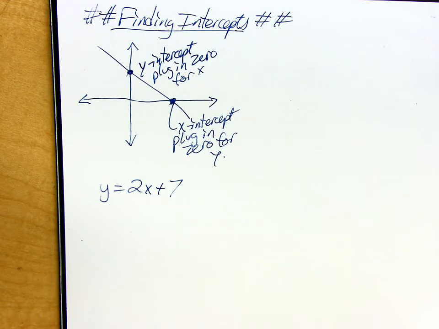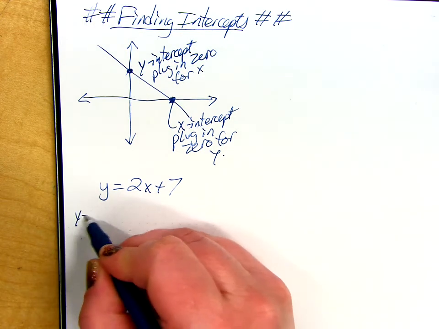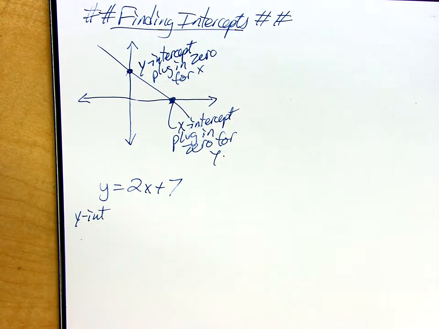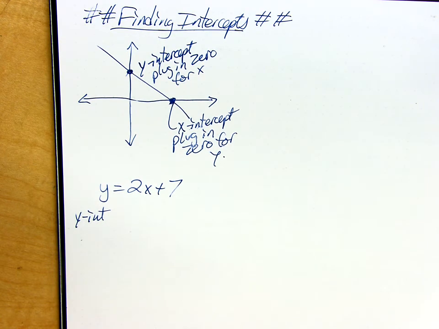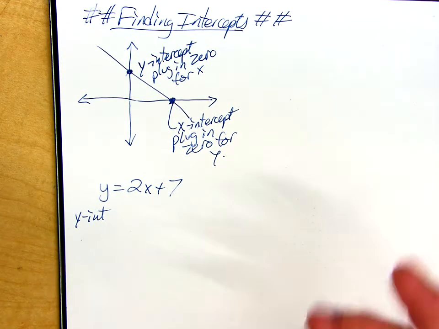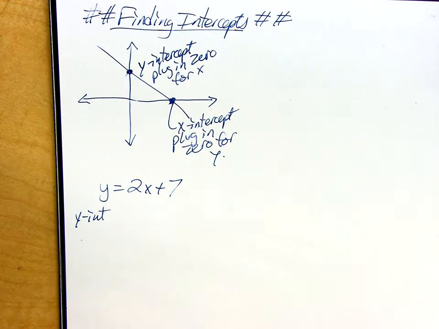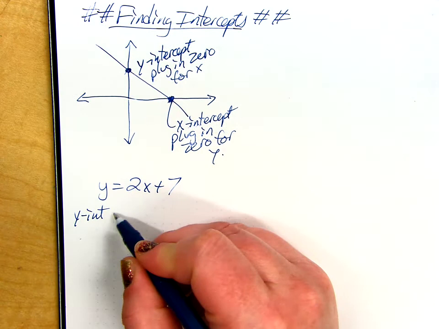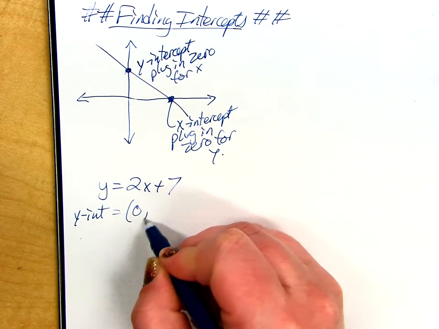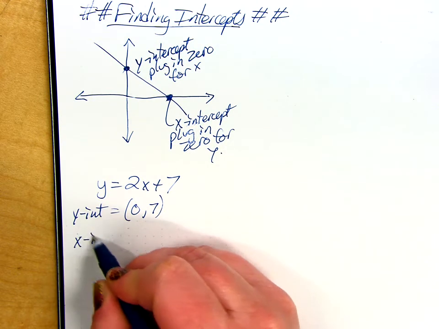It doesn't matter which one you find first. Say I wanted to find the y-intercept, but you guys are smart. You already know what the y-intercept is. It's 7, because this equation just so happens to be in slope-intercept form, and we know that b is the y-intercept. But even if I didn't know that, if I plugged in 0 for x, I would get out a 7 for y. So that's going to be at 0, 7.